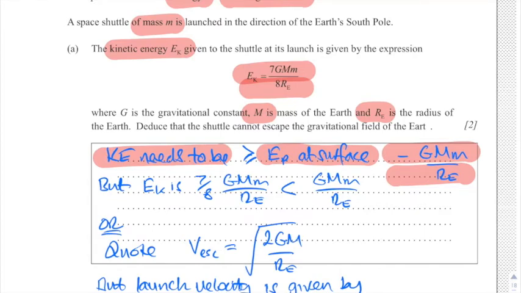Remember that the potential energy reaches zero at infinity, and that's where we've got to get this satellite to. Well, how much energy have we been given? We've been given a kinetic energy of 7/8 GMm over RE. Well, that's clearly less than the potential energy at the surface. The requirement to get it to infinity is GMm over RE, so it wouldn't quite make it.